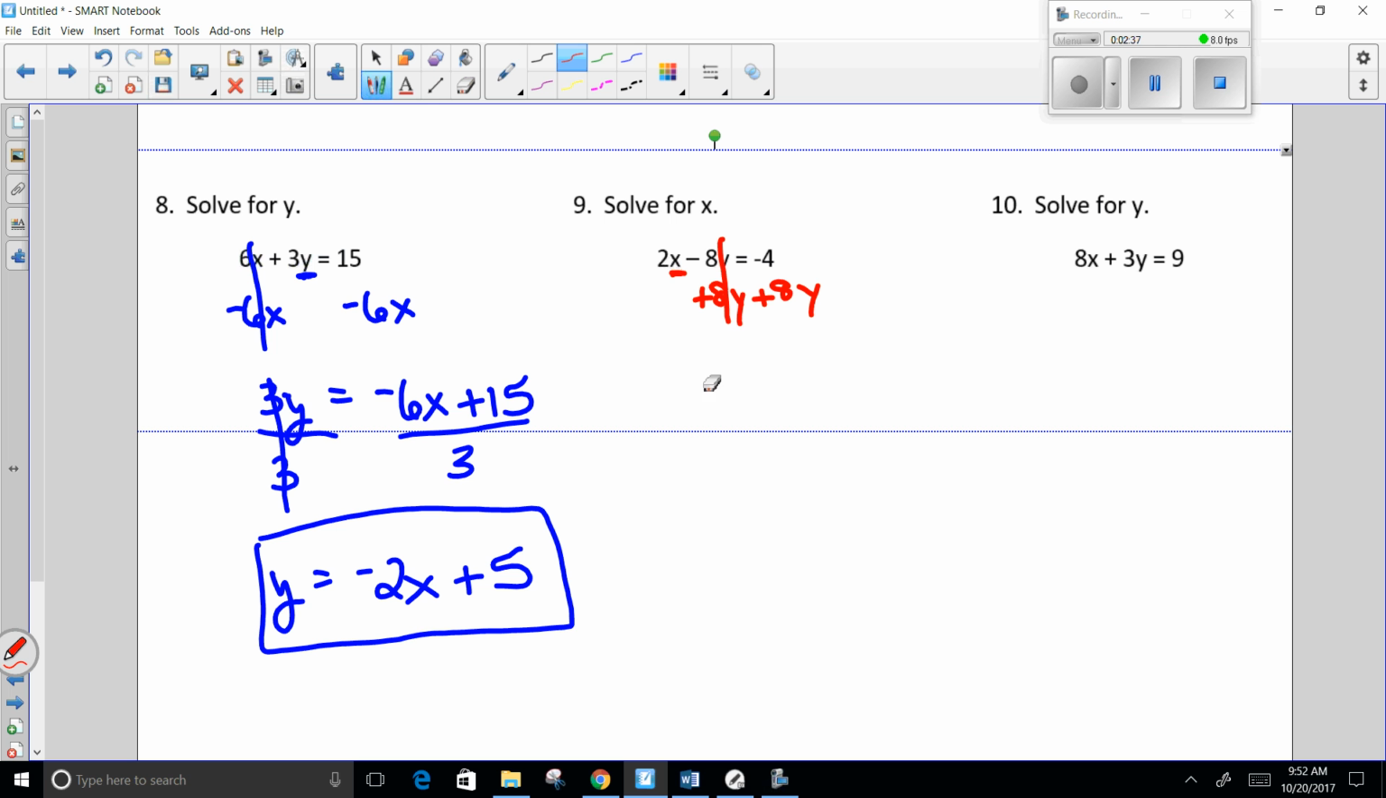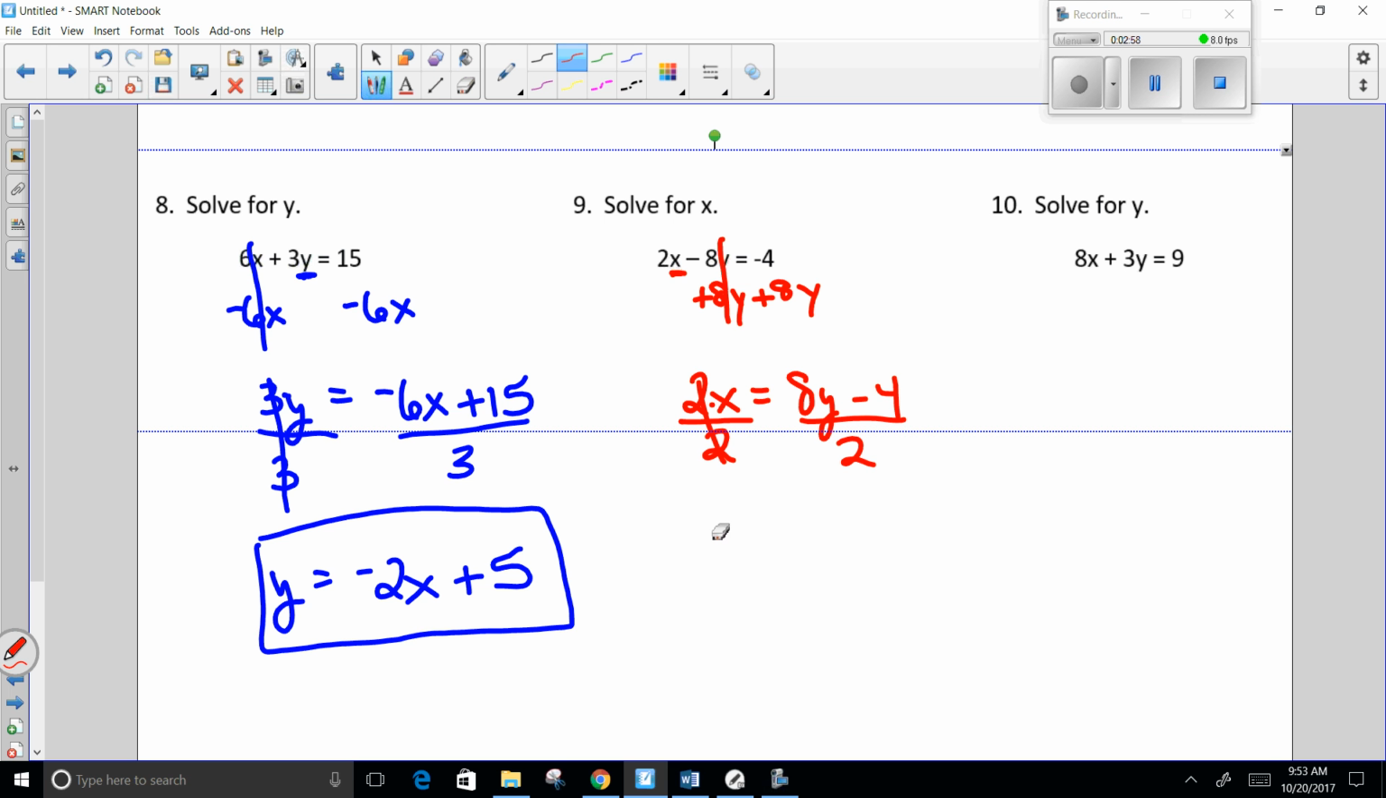The negative 8y and the positive 8y go away, leaving me 2x equals. The negative 4 and the 8y are not like terms. I cannot put them together. So I write it as a positive 8y minus 4. Now I have 2x. I need to get rid of the multiplication. So how do I get rid of multiplication? I divide both sides by 2.